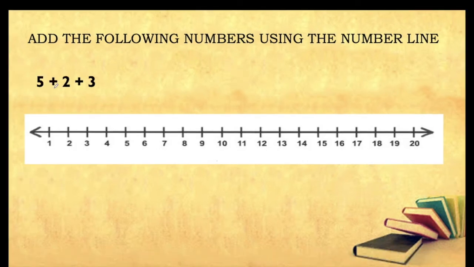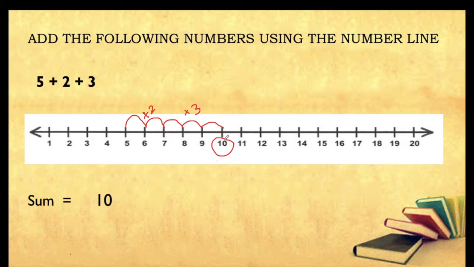Here the addition statement is 5 plus 2 plus 3. So first let us do 5 plus 2. 1 and 2. So this is plus 2. Then from here we have to do plus 3. So from 7, 1, 2 and 3. So this is plus 3. So what is the number we have got here? We have got 10. So the sum of 5 plus 2 plus 3 is 10.